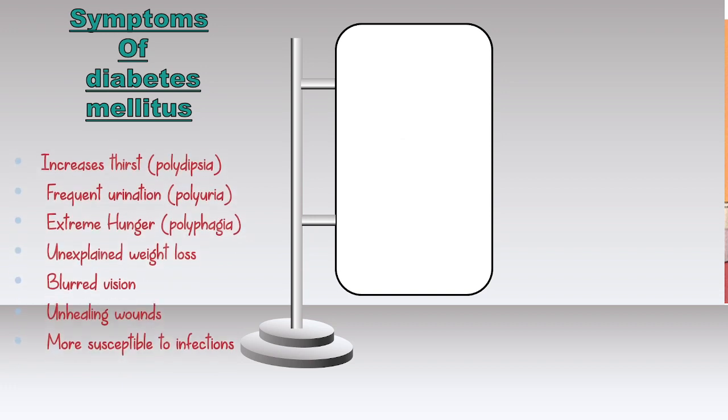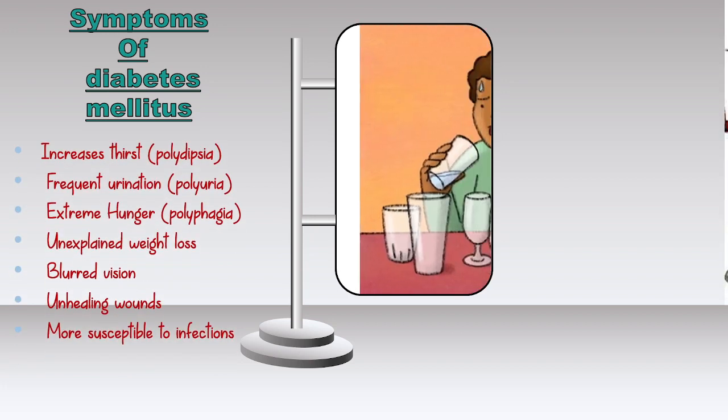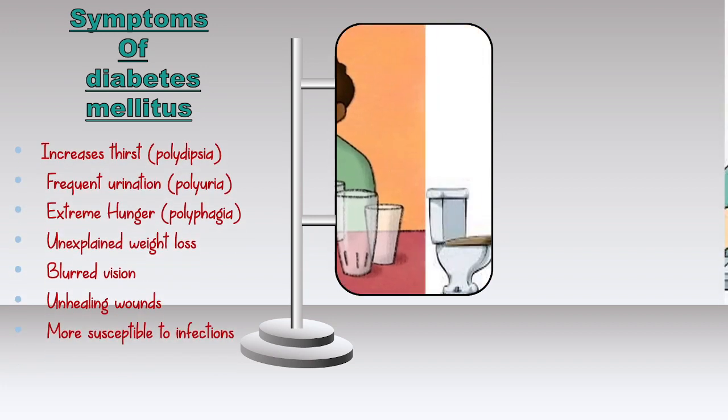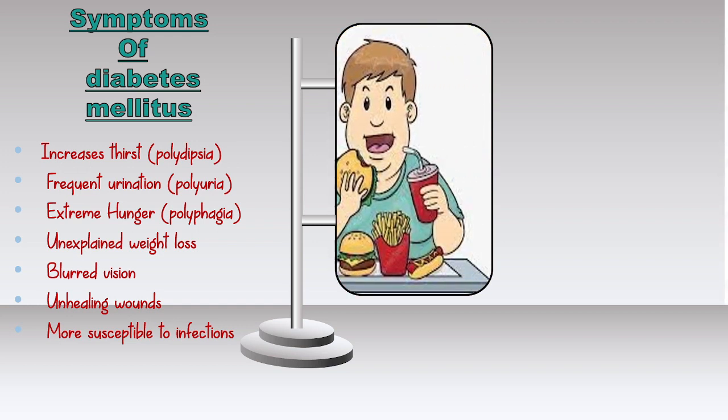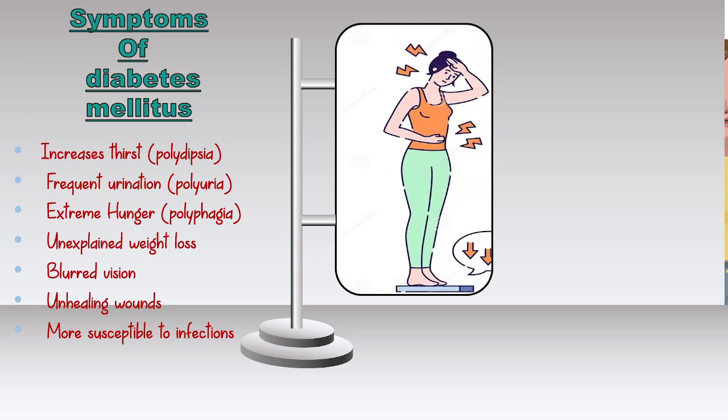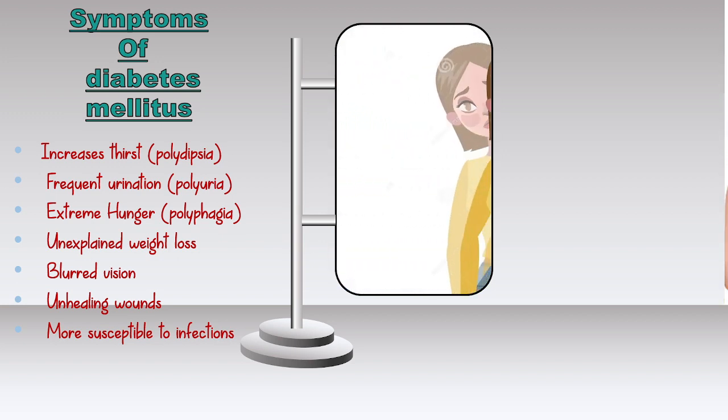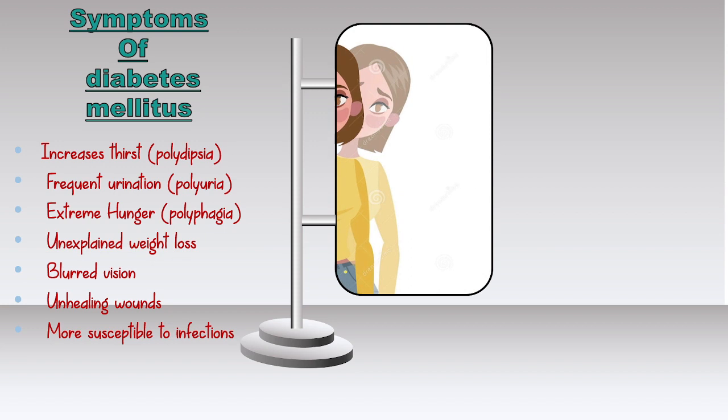Symptoms of diabetes mellitus. Here we are discussing a few main symptoms: increased thirst or polydipsia, frequent urination or polyuria, extreme hunger or polyphagia, unexplained weight loss, vision problems like blurred vision, unhealing wounds, and being more susceptible to infections.